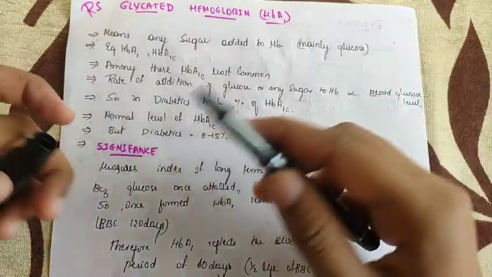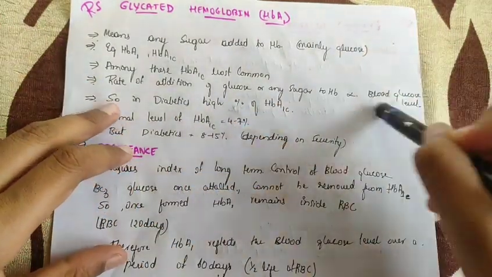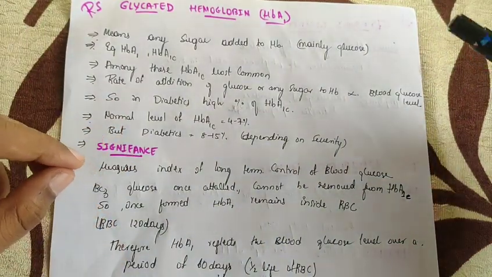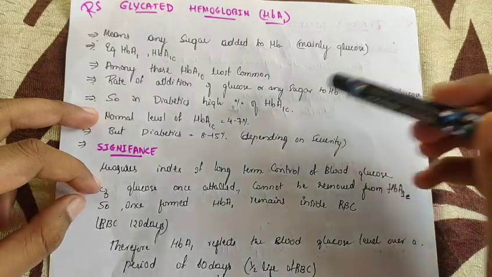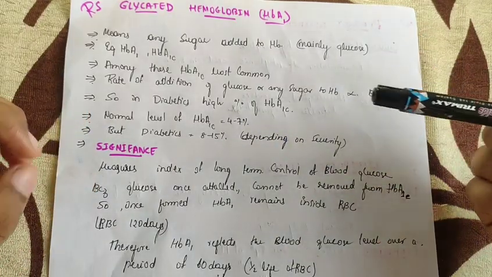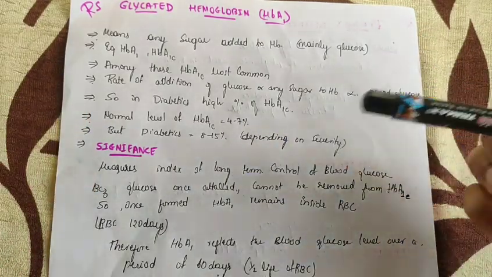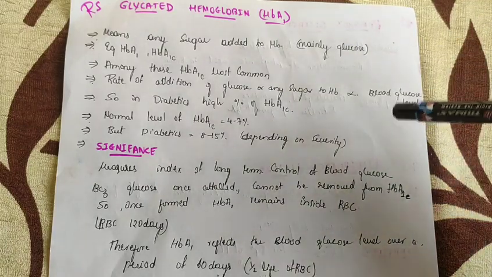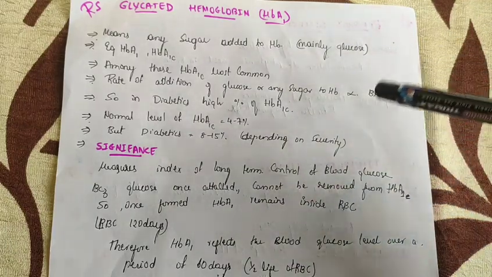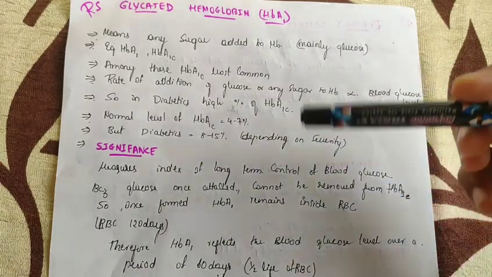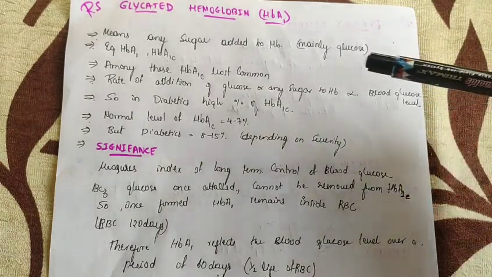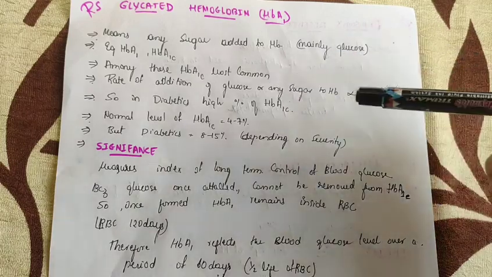The rate of addition of glucose or any sugar is directly proportional to the blood glucose level, or the concentration of that sugar in the blood. If fructose is more, then fructose will be added more. If glucose is more, glucose is added more. It depends on the concentration. If the concentration of anything is more, then it will be faster, the capacity to combine with the hemoglobin will be faster.